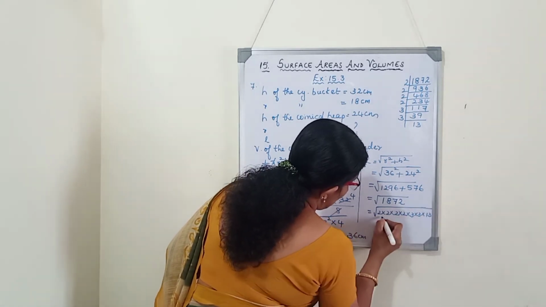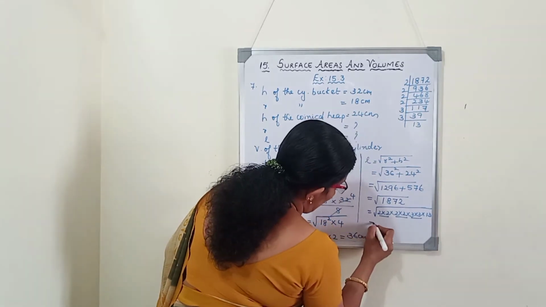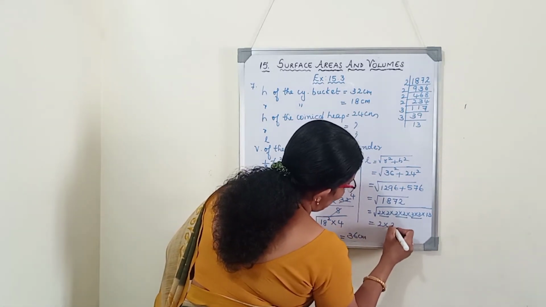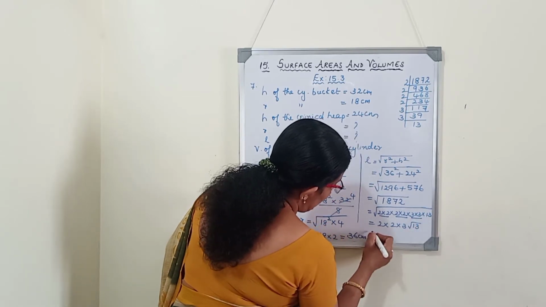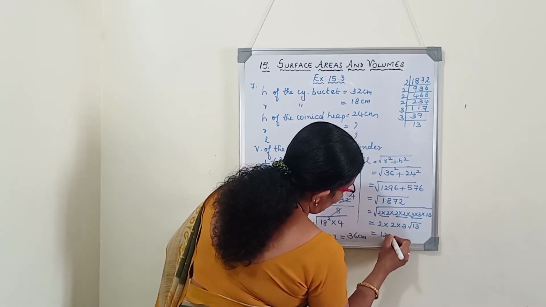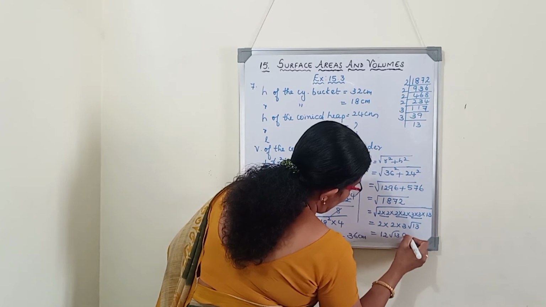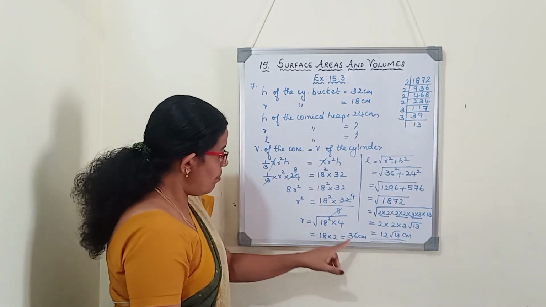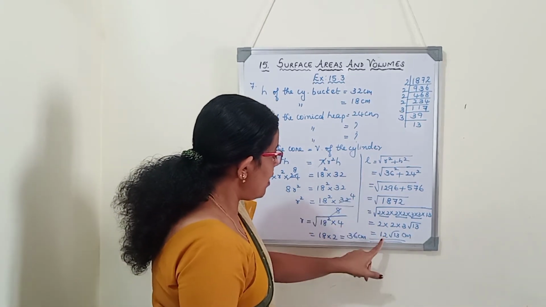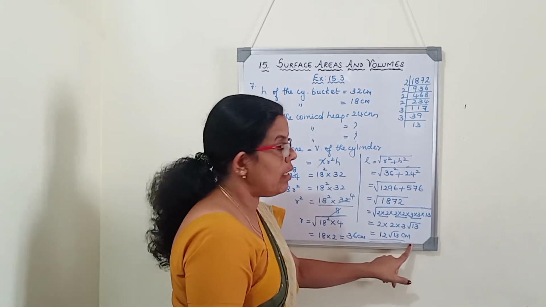So square root means from 2 same numbers we will take one number out. So 2 into 2 into 3 into root 13 as it is we will write. 3 2s are 6, 2s are 12, root 13 centimeter is the slant height of the conical heap. Therefore radius of the heap is 36 centimeter and slant height is 12 root 13 centimeter.